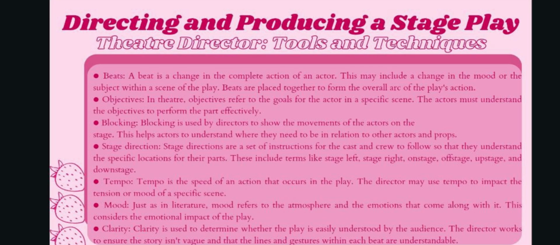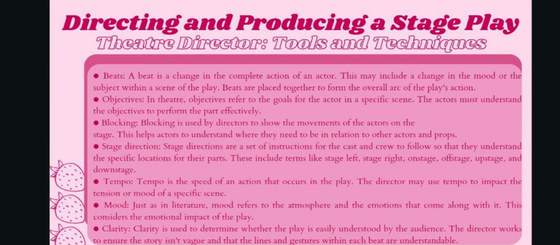Let us now proceed to the director's tools and techniques. There are 7 tools and techniques, which are the beats, objectives, blocking, stage direction, tempo, mood, and clarity. So what are the beats? These are the small sections within scenes that show a change in emotion or action. Directors and actors break down scripts into beats to better understand pacing and emotional flow.